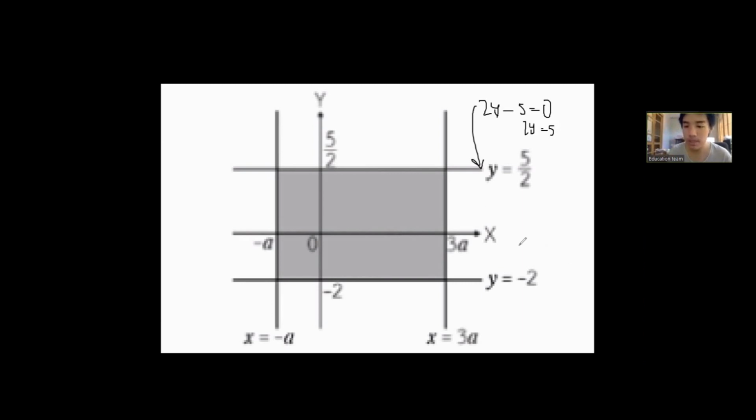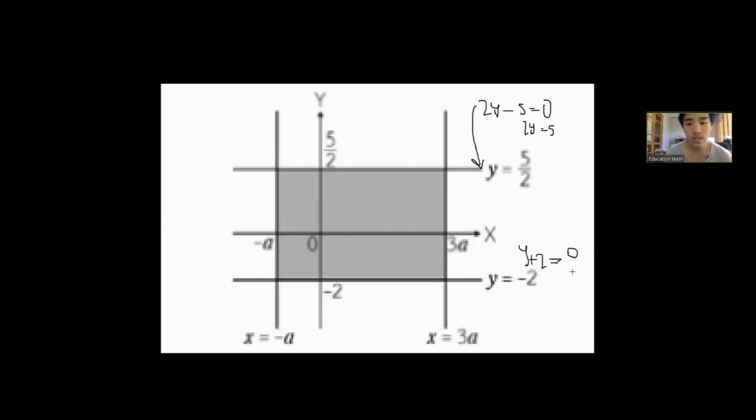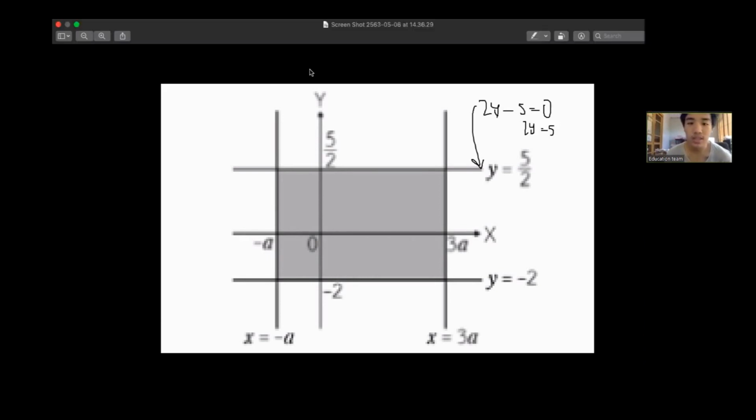So essentially this gives you this line. And then you had the line y plus 2 is 0. It's either that, or they gave you that straight away. They gave you y is equal to minus 2. They gave you x is equal to 3a and x is equal to minus a. They were written as x plus a is 0, and x minus 3a is 0. Moving the values, we get x equals 3a and x equals minus a.